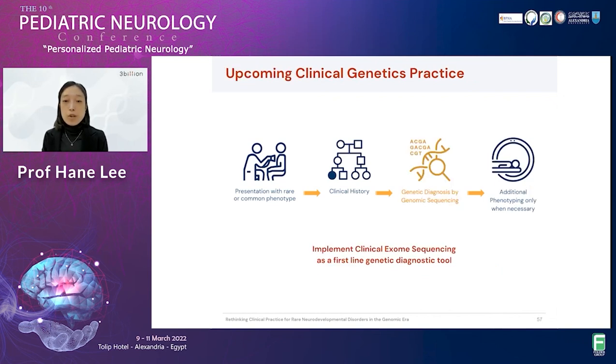This is how we envision the future medical genetics practice will change. If one or more genetic causes are highly suspected as the proximate cause of the symptoms, clinical exome or even whole genome sequencing will be ordered as a first-line test to establish the genetic diagnosis. Additional patient phenotyping will be guided by the genetic assessment and only ordered when necessary.